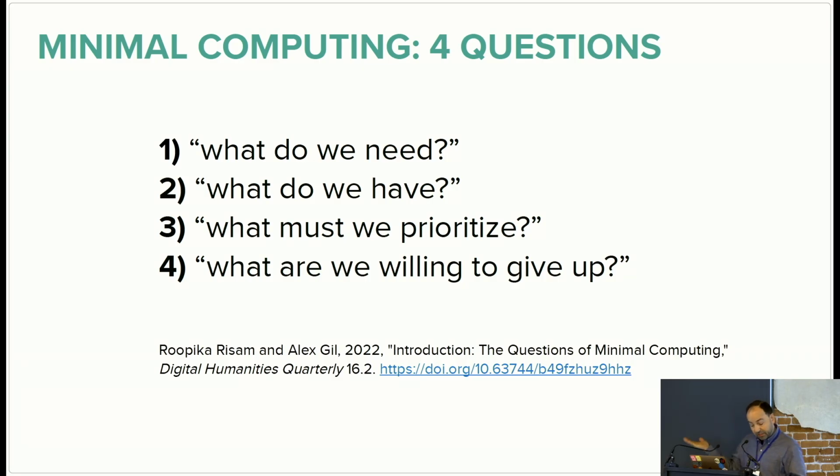And in 2022, Roopika Risam and Alex Gil offered 4 questions to define minimal computing. What do we need? What do we have? What must we prioritize? And what are we willing to give up? The Canopy, IIIF, and Choir projects that we are presenting today, and the GitHub repositories with image tiles and manifests, respond to each of these questions.